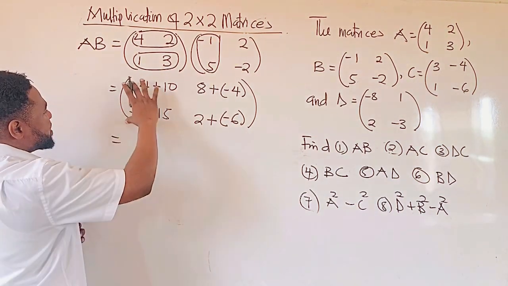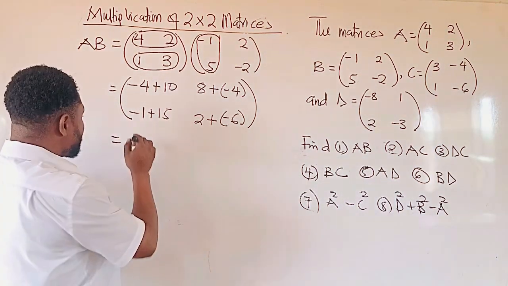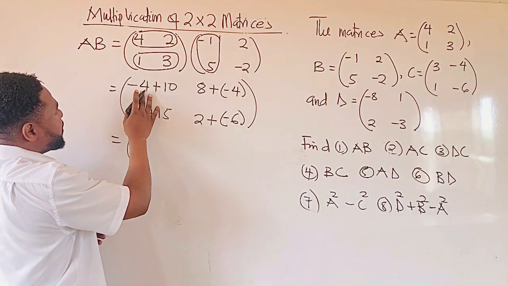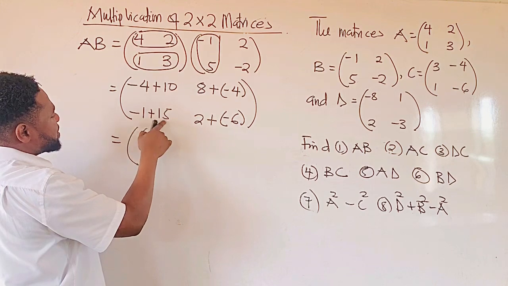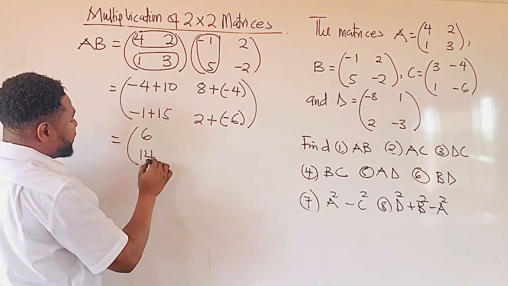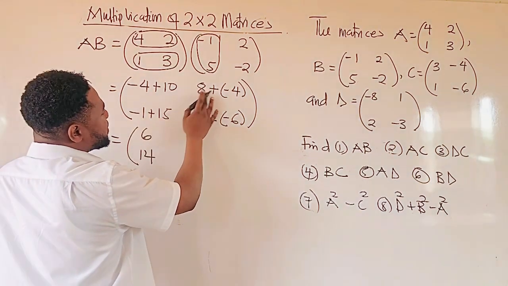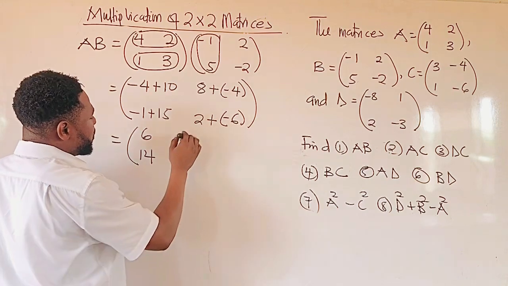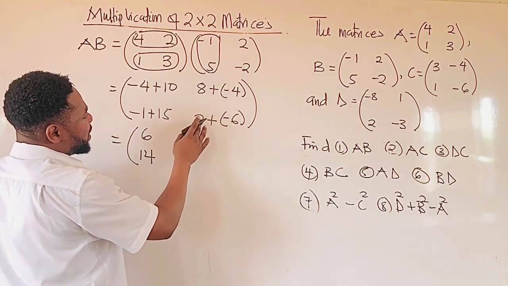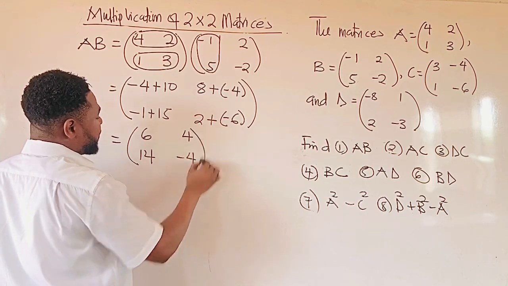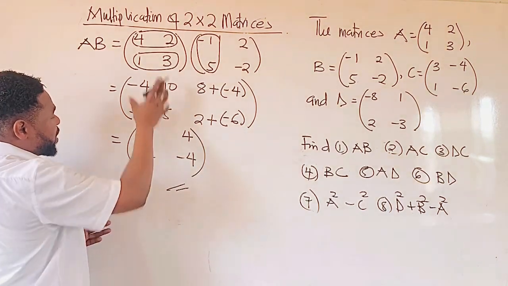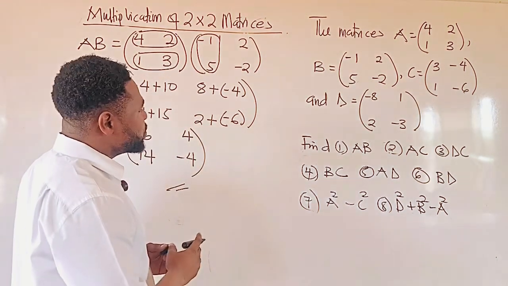At this level, we simplify what is in the bracket, all right? So negative 4 plus 10 will give us 6. Negative 1 plus 15 will give us 14. 8 plus negative 4 will give us 4. And 2 plus negative 6 will give us negative 4. So this is how we can multiply these 2 by 2 matrices.